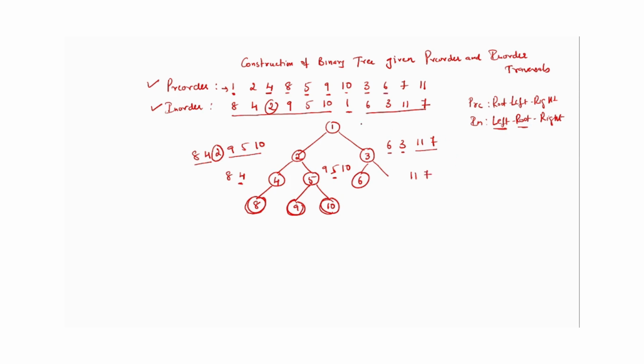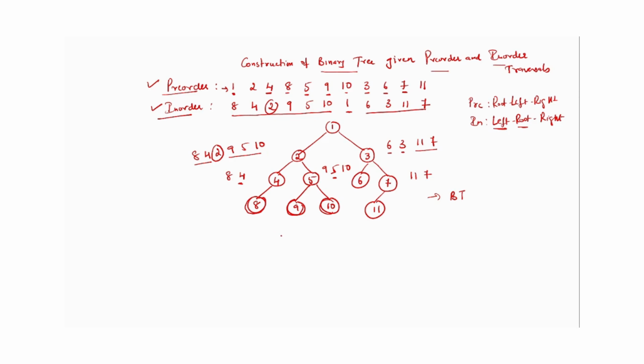Now we will check 6. 6 is already there. Now we will check 7. I will write 7 here, and 11 is to the left of 7, therefore I will write 11 here. So this is the binary tree from the pre-order and in-order traversals. We have constructed a binary tree from pre-order and in-order traversals.